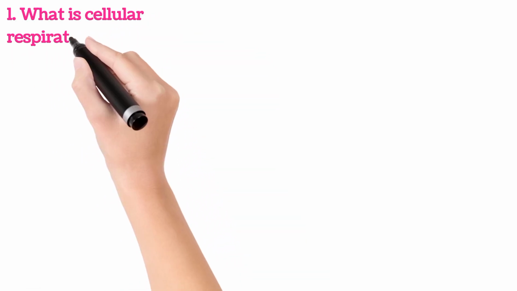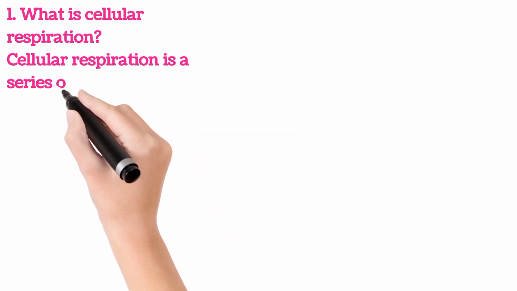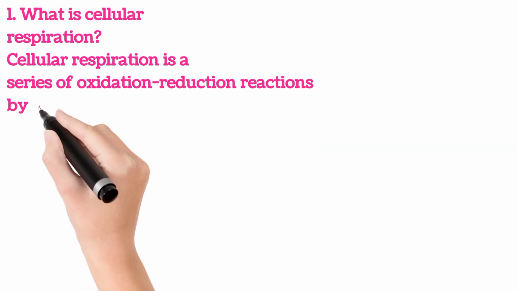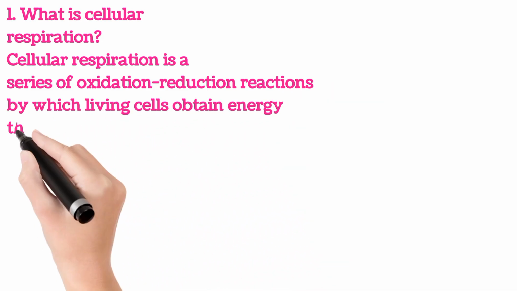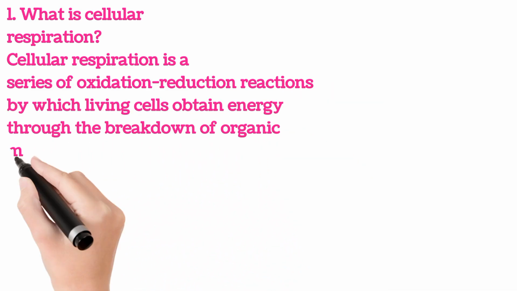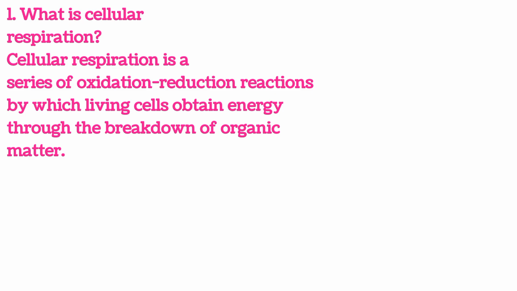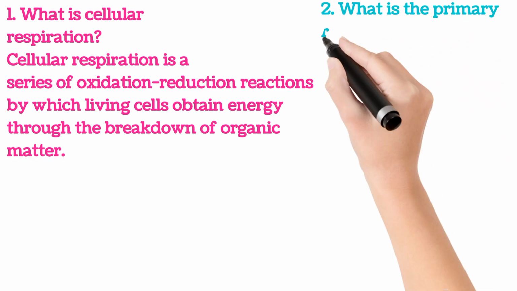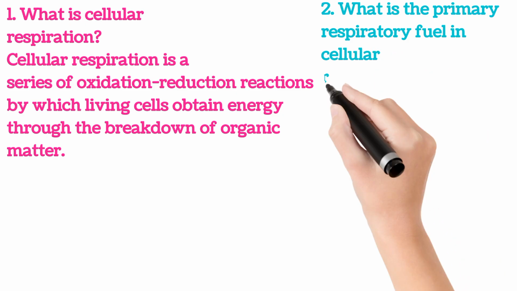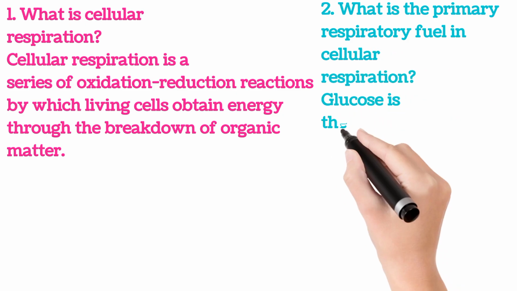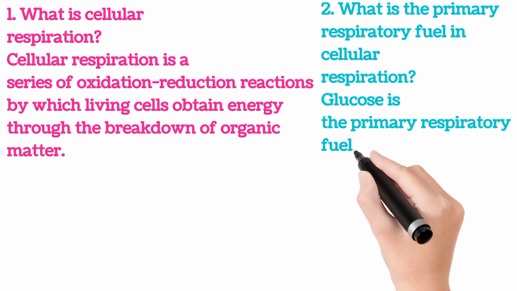1. What is cellular respiration? Cellular respiration is a series of oxidation-reduction reactions by which living cells obtain energy through the breakdown of organic matter. 2. What is the primary respiratory fuel in cellular respiration? Glucose is the primary respiratory fuel.